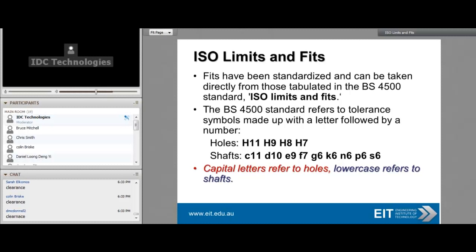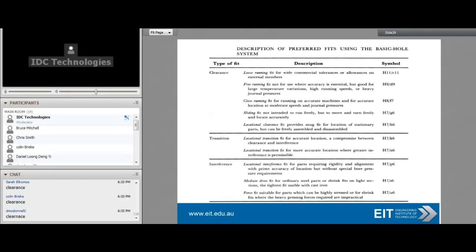Now, all we have to know for the sake of this webinar is that holes are designated by a capital letter, and shafts are designated by a lowercase letter. So we've got H11, H9, H8, H7, which refer to holes, and then we've got C11, D10, E9, etc., which refer to shafts. And here's the table here, guys.